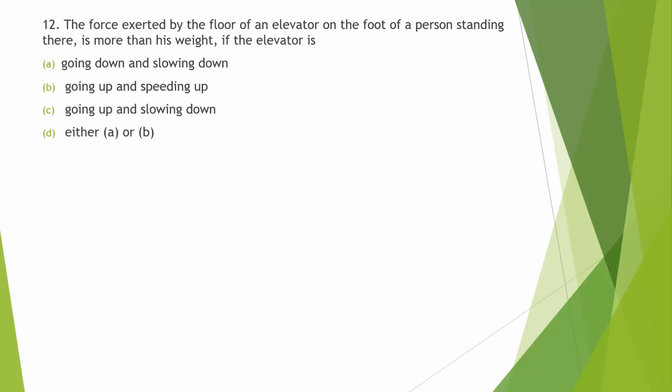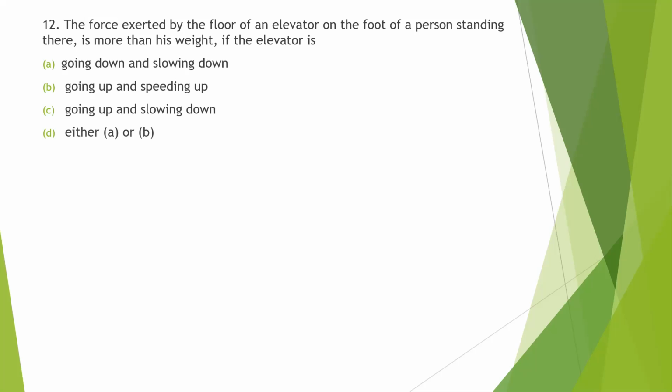Next question. The force exerted by the floor of an elevator on the foot of a person standing there is more than his weight. If the elevator is, see here what they are saying, the force exerted by the floor of an elevator on the foot of a person standing there is more than his weight, right? If the elevator is, so here you need to understand which statement is true. When it is going down and slowing down, when it is going up and speeding up, when it is going up and slowing down, option D, either A or B.